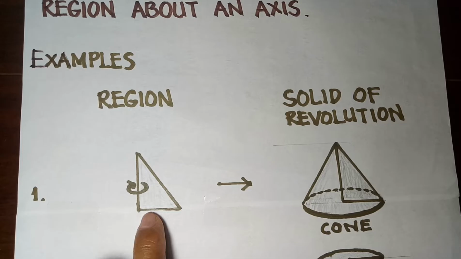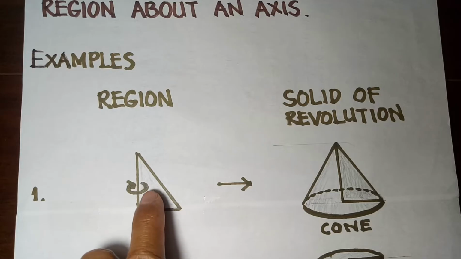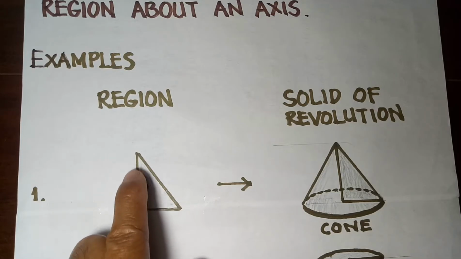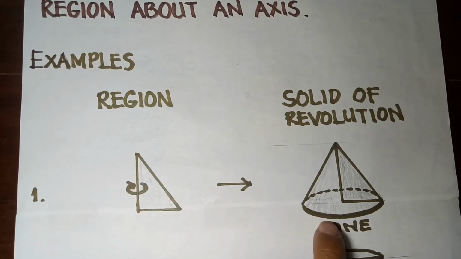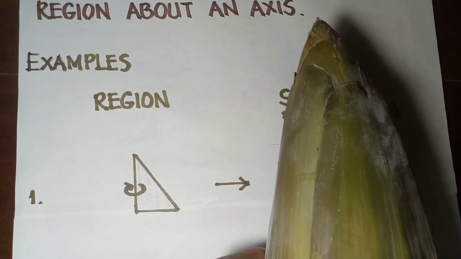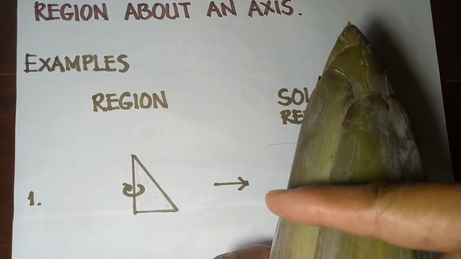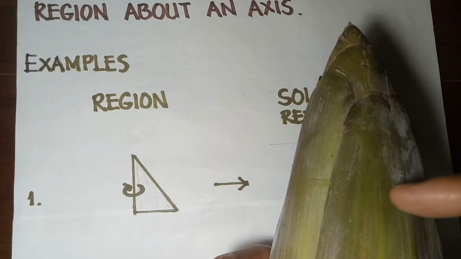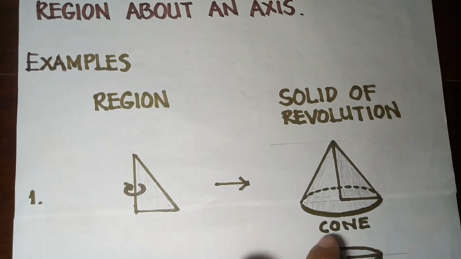So number one, the plane area or region is a right triangle. So if we are going to rotate this about its altitude, this is the solid to be formed. So ang tawag natin dyan ay cone. So halimbawa niyan, ang isang halimbawa niyan ay ang plumb bob, yung ginagamit ng mga karpintero o yung hulog, no? Another example, itong puso ng saging na ito, no? So pag kinat natin dito, yung dulong part na yon ay cone.